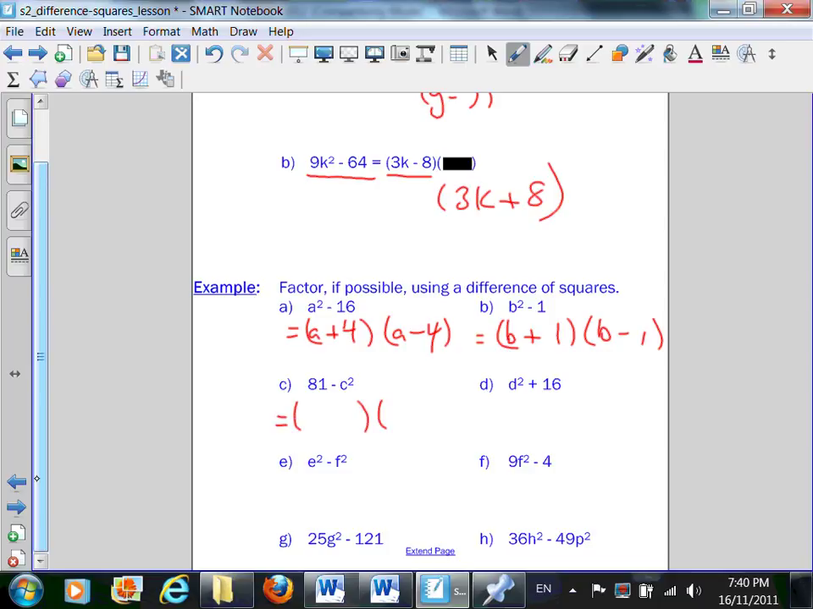Next one, we'll try things a little bit different. This time we'll put the minus sign in the middle of the first, plus sign in the middle of the second. Living dangerously, I know. Okay, so square root of 81 is 9, so the 9 comes first. Square root of c squared is just plain old c, so that comes second.